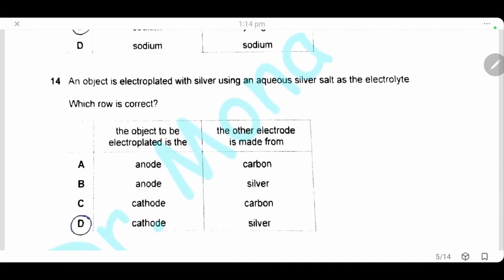Question 14. An object is electroplated with silver using an aqueous silver salt as electrolyte. Which row is correct? The object to be electroplated should be placed at the cathode. We know that whenever we electroplate something, it should be placed at the cathode, and the other electrode is the anode, made from the same metal as in the electrolyte, which is silver. Here we have a silver salt electrolyte, so the anode should be made from silver, and the answer is D.